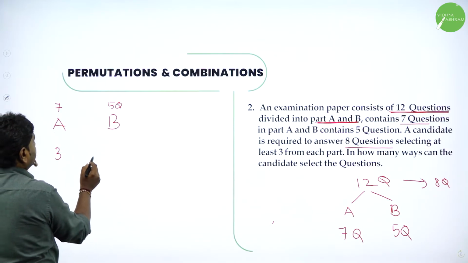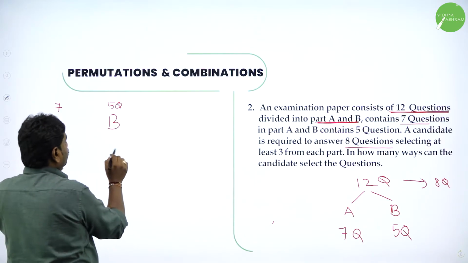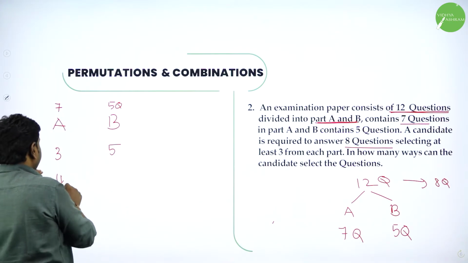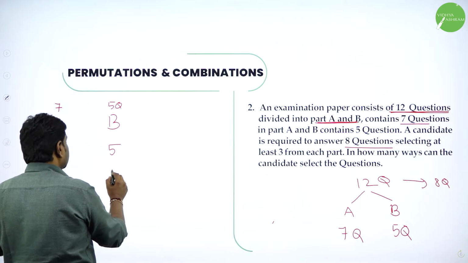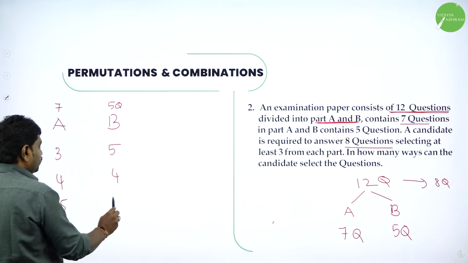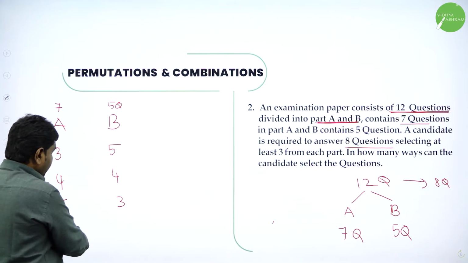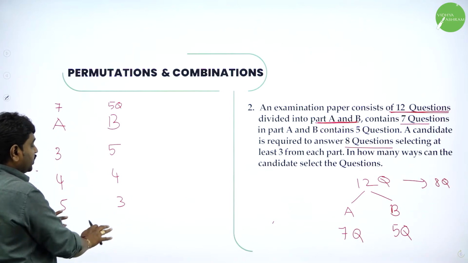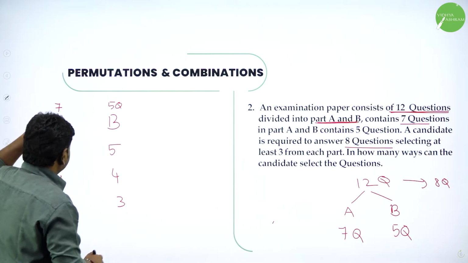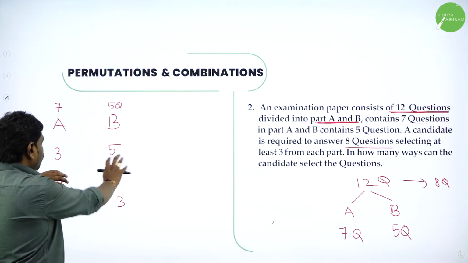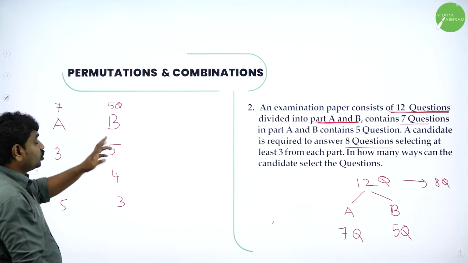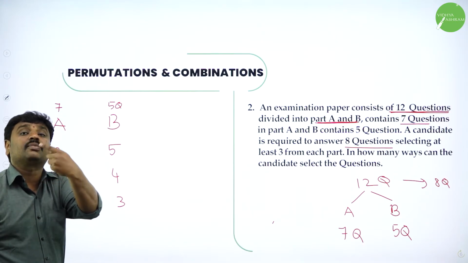If I select totally 8 questions, 3 means 5 here. If I take 4 here, I should select again 4. If I take 5 here, I should select 3. If I take 6 here, I can take 2, but I cannot take 2 because both should have at least 3. These are the possibilities: 3 here and 5 here, or 4 here and 4 here, or 5 here and 3 here. At least 3 means 3 or more.